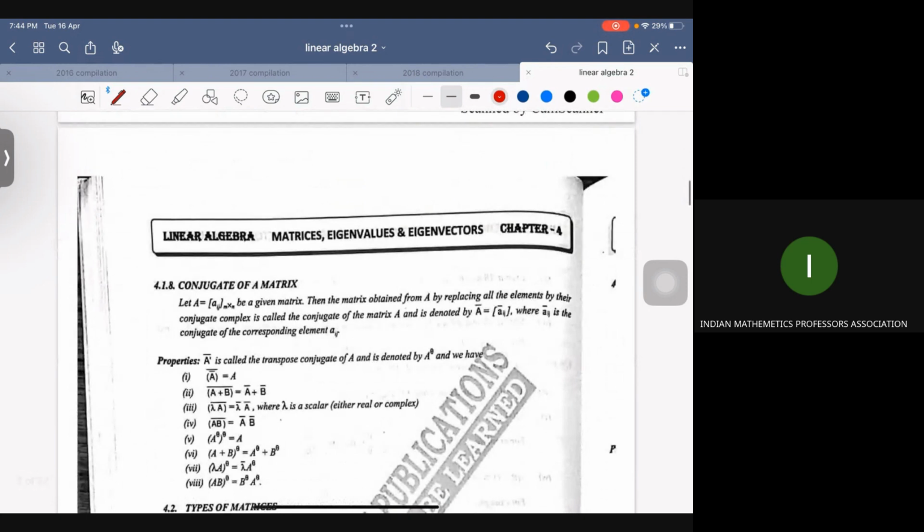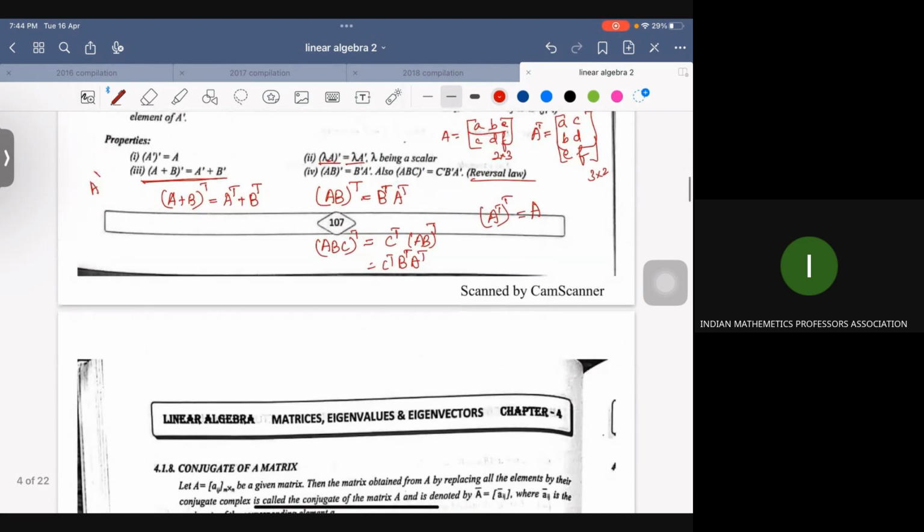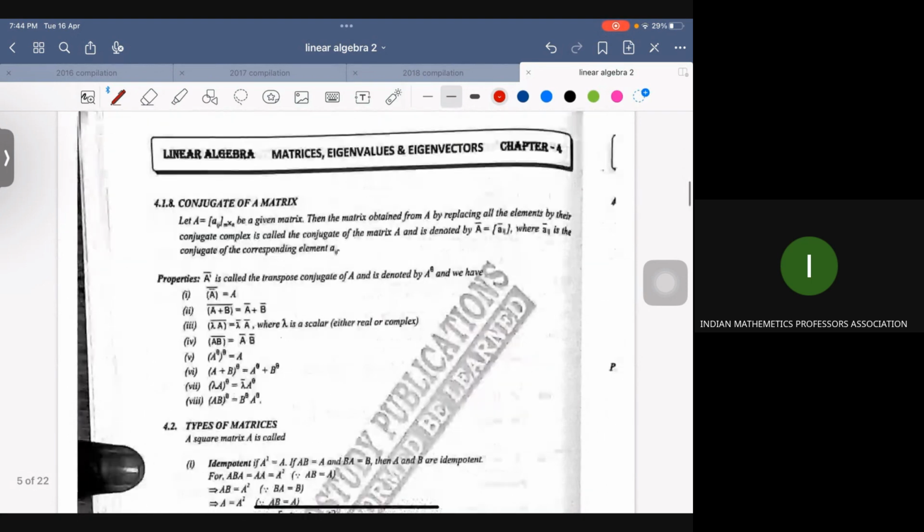And conjugate of a matrix. If the matrix has complex entries, that is, if the matrix is 1 plus i, minus i, 2 plus 3i.